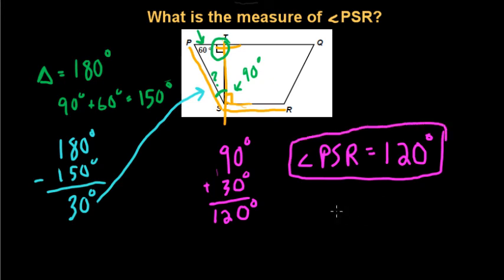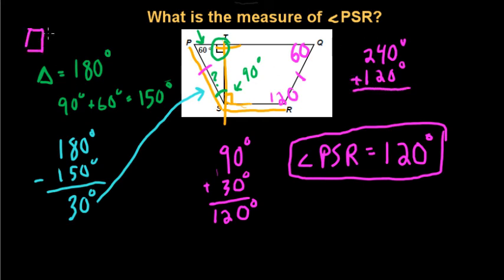But we can also double check, because if this side and this side are equal, and this is 60, that means this has to be 60, and that means this has to be 120 as well. 120 plus 120 is 240 degrees, and 60 plus 60 equals 120 degrees. Since it's a quadrilateral, shouldn't all the angles add up to 360 degrees? Yes, they should. So let's see: 240 plus 120 is 360 degrees. All these angles check out.